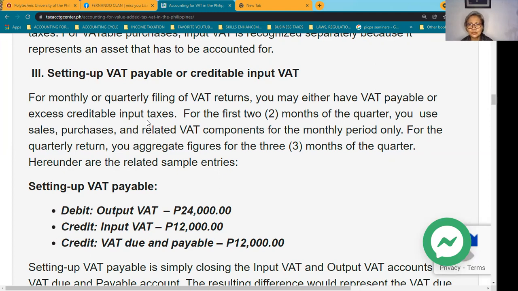For the first 2 months of the quarter, you use sales, purchases, and related VAT components for the monthly period only. So yung January, February, monthly ang gagamitin na form. For the quarter return, pag sasama-samahin mo na yung tatlo, hindi na monthly VAT form ang gagamitin mo kundi quarterly VAT form.